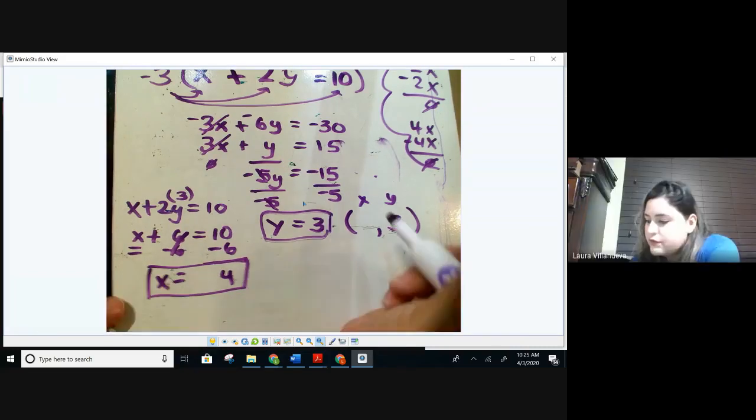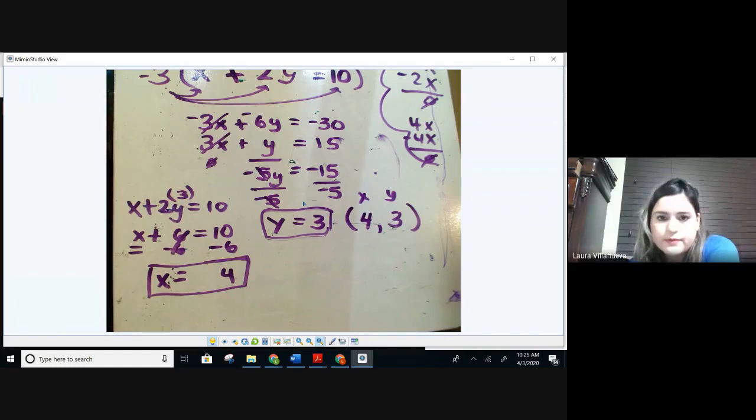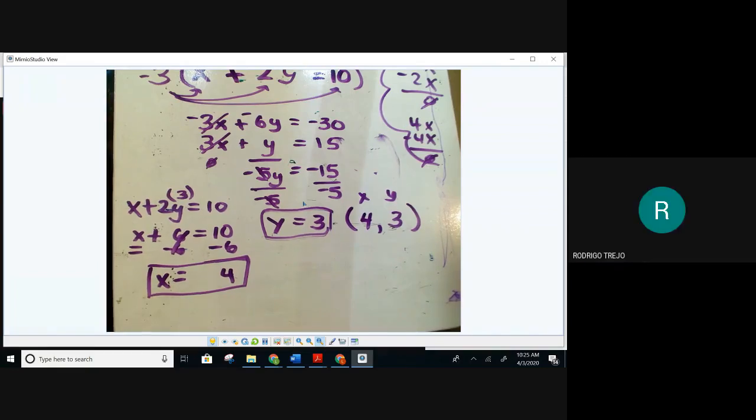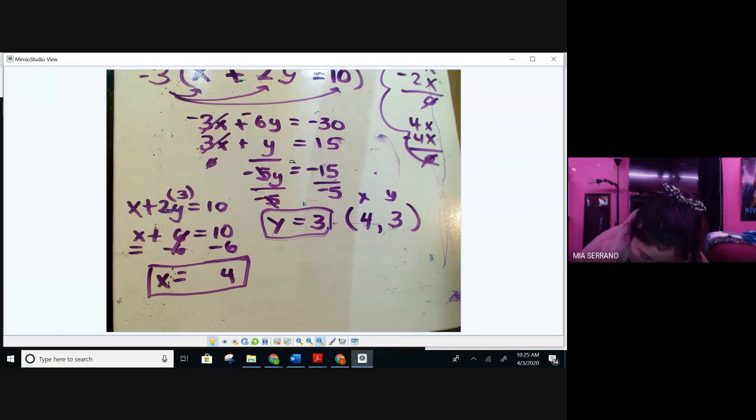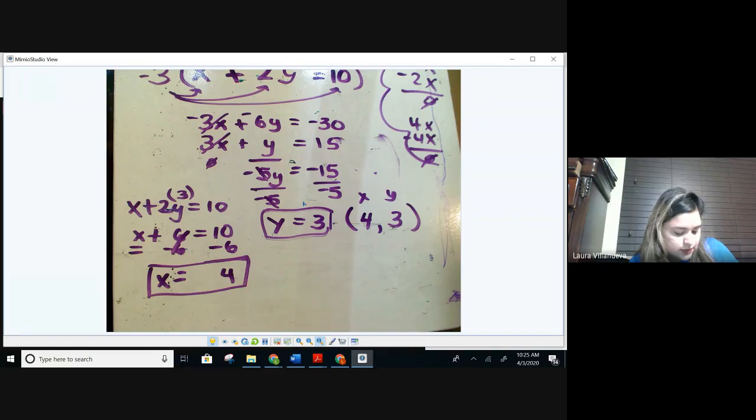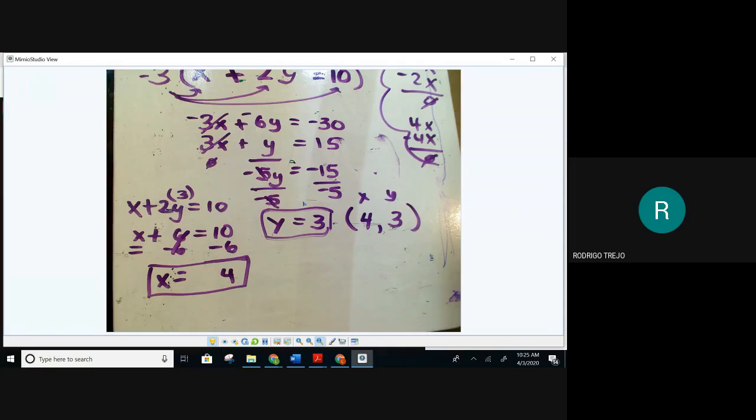And your answer is 4, 3. Está fácil. You good? Sí. Now you kind of use common sense here, because if it gives you a lot of fractions, you don't want to use addition method. But usually it doesn't, so it's a good thing.